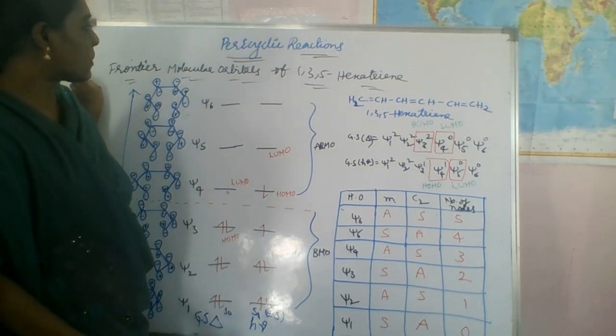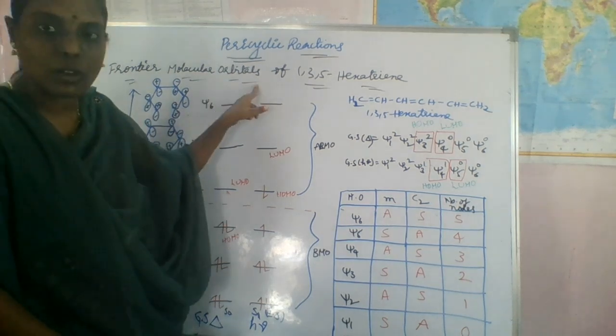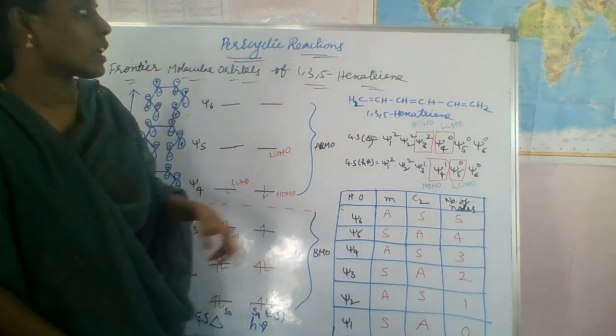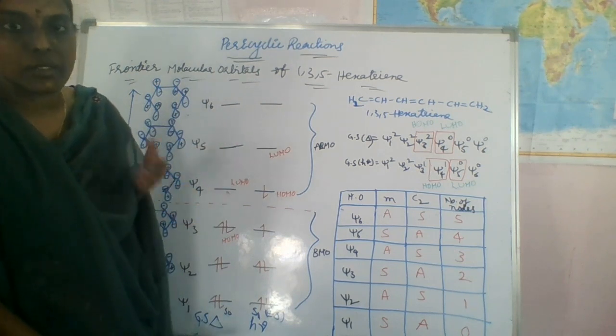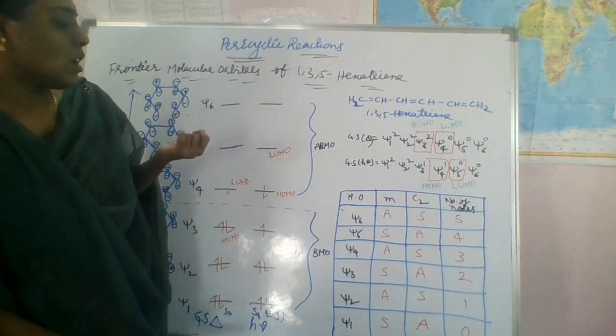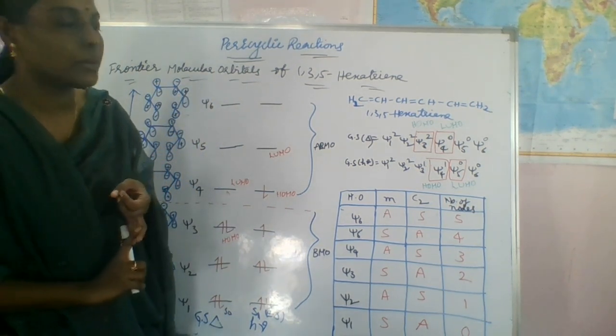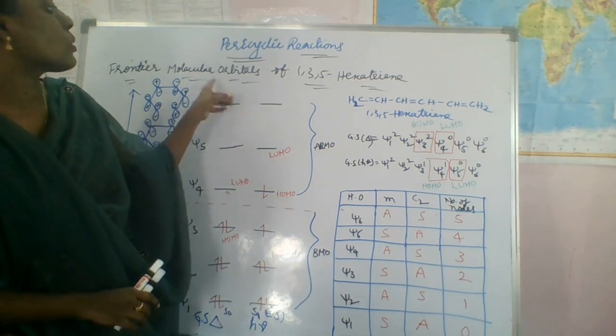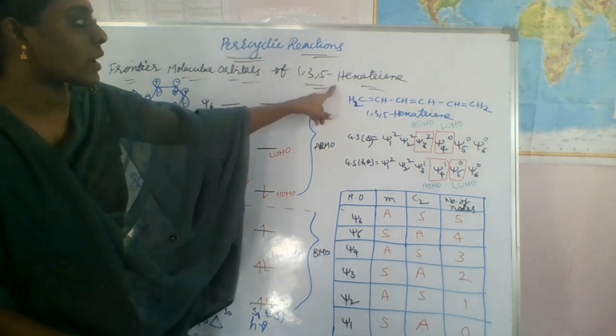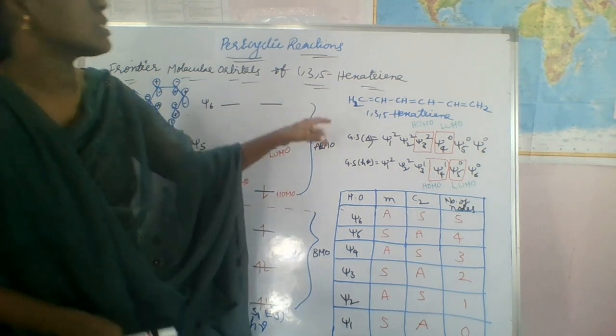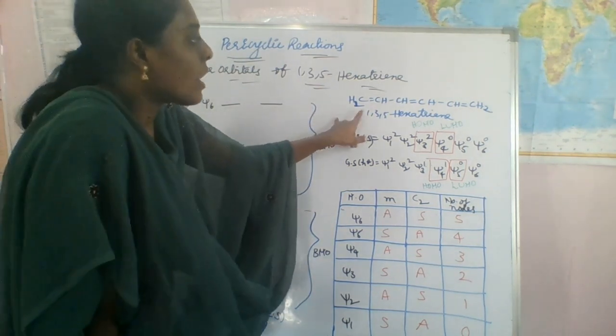Today I am going to explain the Frontier molecular orbitals of 1,3,5-hexatriene. In the previous class I explained the frontier orbitals of ethylene and 1,3-butadiene. Today I am going to explain 1,3,5-hexatriene. See here what the molecular formula and the structure are.